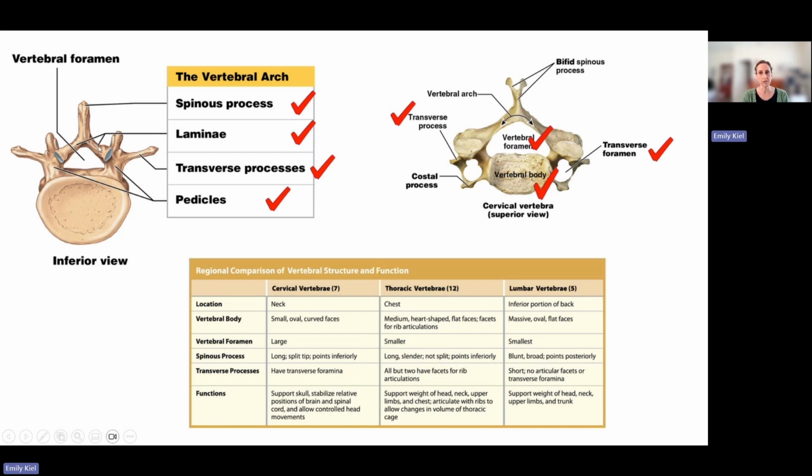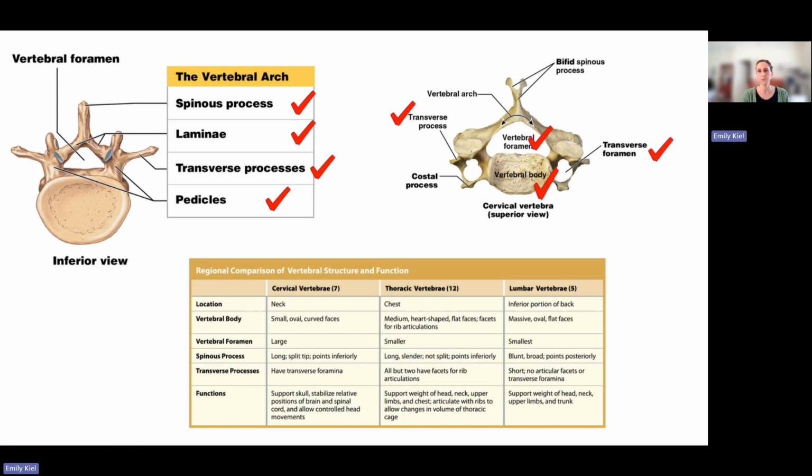You've got your lamina, that connect your spinous process to those transverse processes, and then your pedicles connect your transverse process to the vertebral body. So be aware of those. You want to be able to look at a vertebra and know what part of the spine it belongs to. Few little tips and tricks.